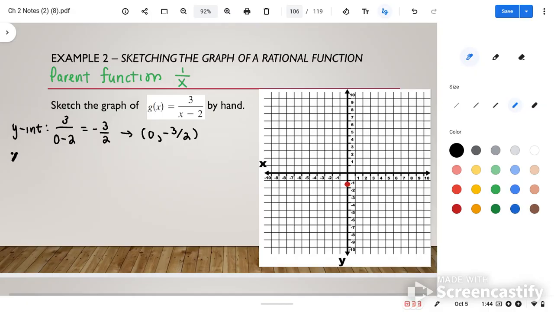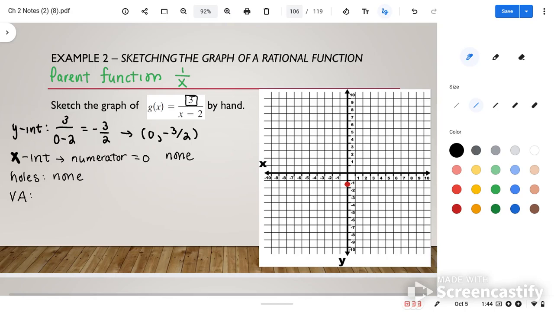Then if we were to find our x-intercepts, remember your x-intercepts, you're looking for where your numerator equals 0. So numerator equals 0, since our numerator is 3, 3 will never equal 0, which means that there are no x-intercepts. Holes. So holes are where you have the same factor in your numerator and denominator. We don't have any of the same factors, so we would say none for holes.